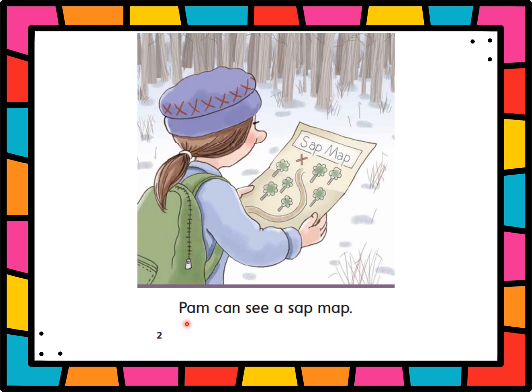Now, if I didn't know a word, I would want to stretch it out to hear each sound and then blend it together. Let's try it with the first word. Ready? Pam. So her name is Pam. Let's read the rest of it together. Ready? Pam can see a sap map.